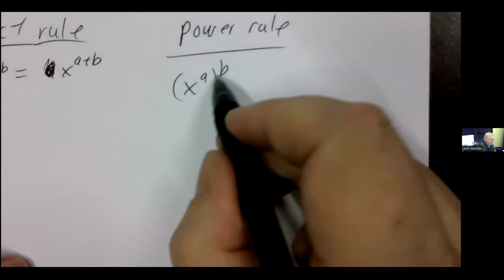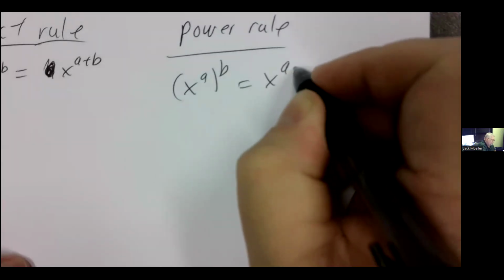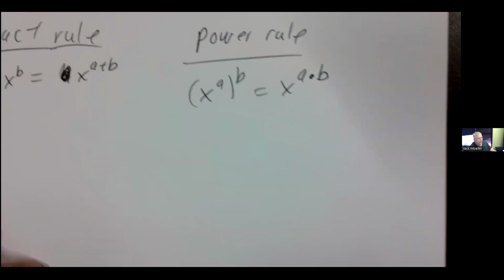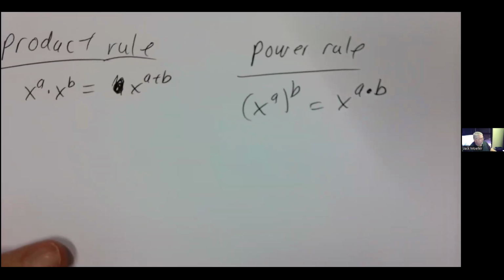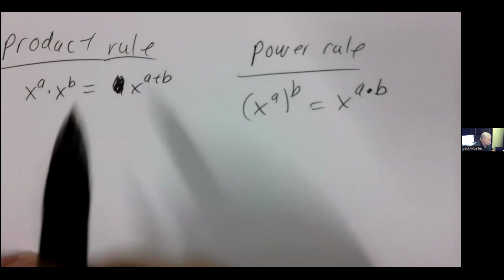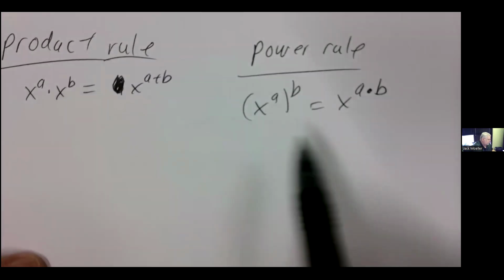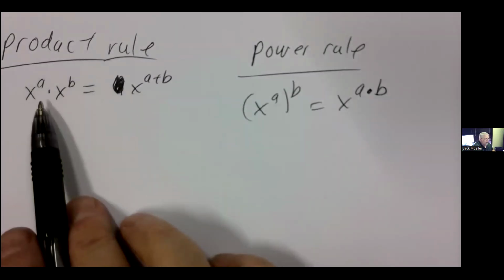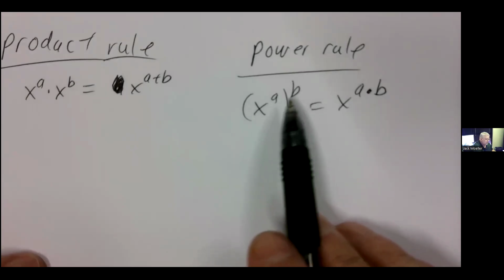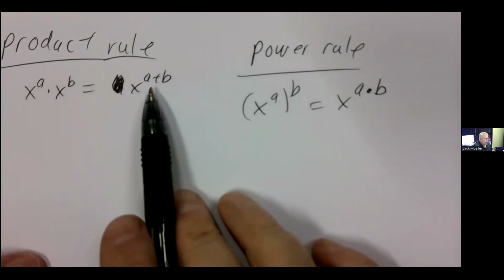The power rule says you have x to the a to the b power, you're going to multiply the exponents. And we're going to do a few more of these exponent rules, but those are the two that get mixed up the most. So whatever you need to do to try to remember them. Again, if you write them out, it helps. And most of the time, we're multiplying the bases. We're not raising powers to powers. So that's going to be the more common rule.